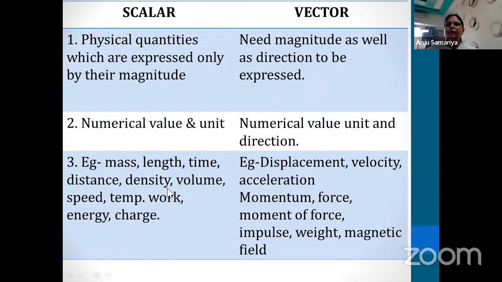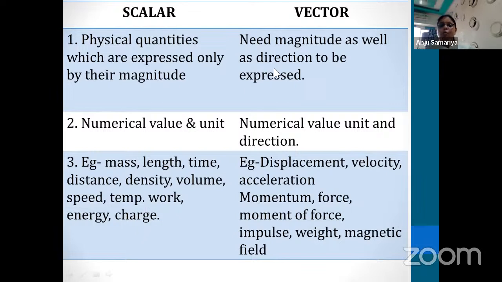In chapter 1, we have studied how to express any quantity. To express any quantity, we need a numerical value and we need a unit. For example, if I tell you to get potatoes, definitely you will ask me how many kgs. So you need a numerical value, 5 kg, 2 kg, 3 kg. Such quantities which require only magnitude to express themselves are called scalar quantities. Mass, length, time, distance, density, volume, speed, temperature, work, energy, charge, all these are examples of scalar quantities.